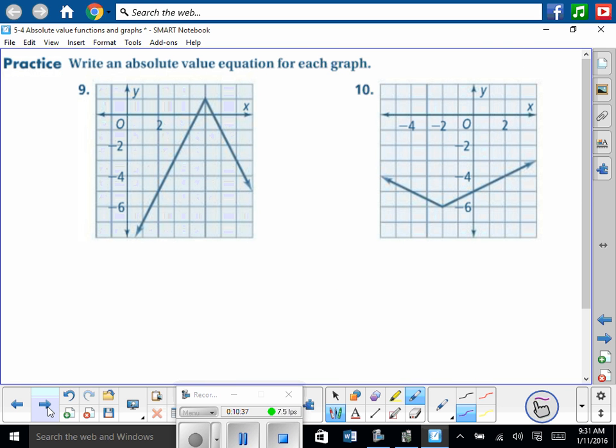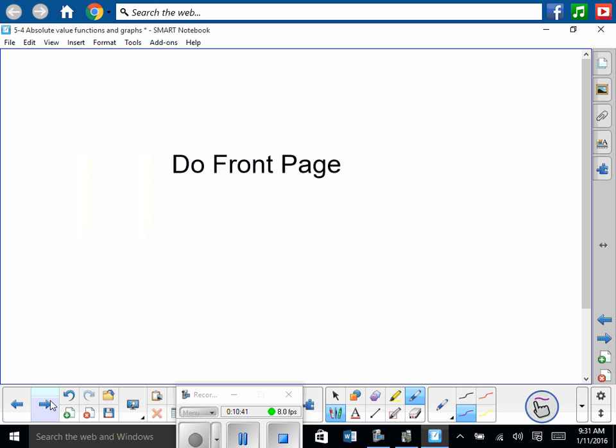So now what I'm going to have you do is do the whole front page. Now, I need you to graph these exactly. So, there's graphing paper on your desk. Number the problem you're doing. So, today I need you to graph these exactly. Ready, set, go. Do the front page.